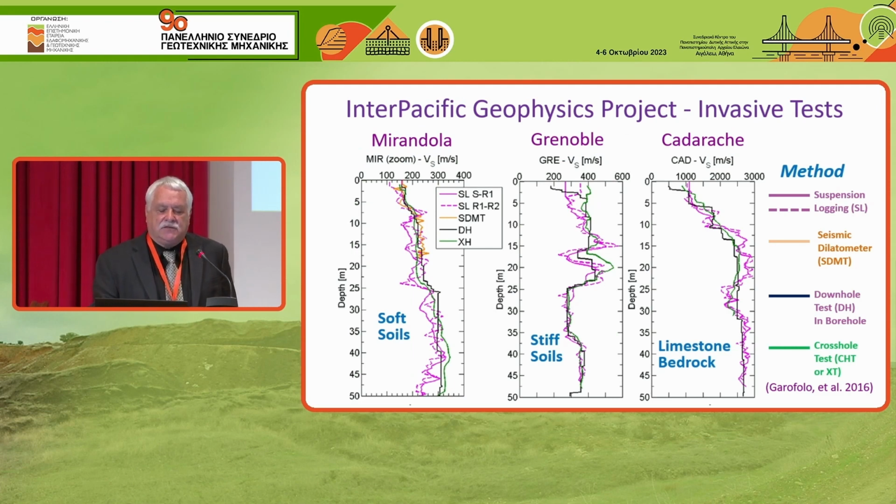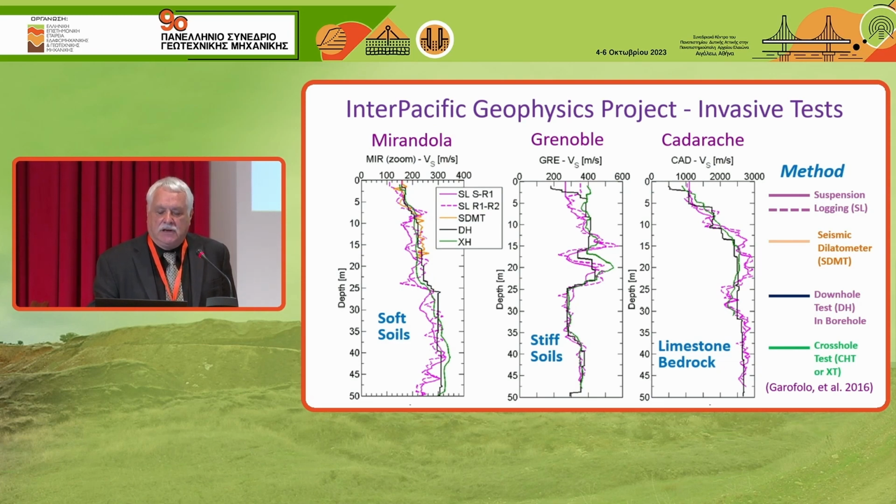These are the invasive tests. They have done suspension logging with the purple squiggly lines, seismic dilatometer with the orange squiggly lines, downhole test with black lines, and the green are showing the crosshole test results. More or less in agreement at the 3 sites, fairly big range, as low as 100 meters per second on the left side up to maybe 2,700 meters per second on the far right-hand side.